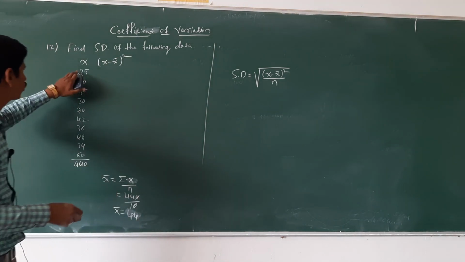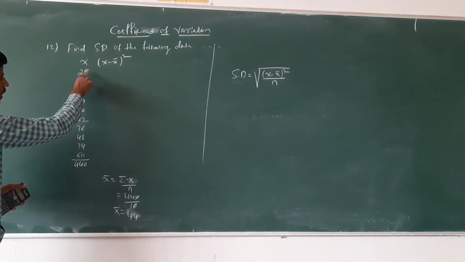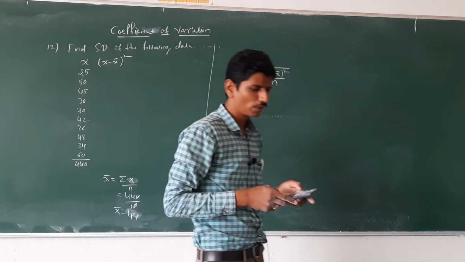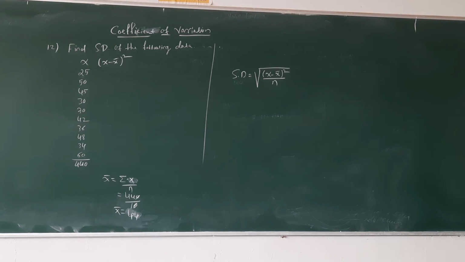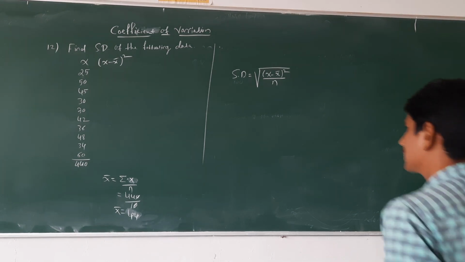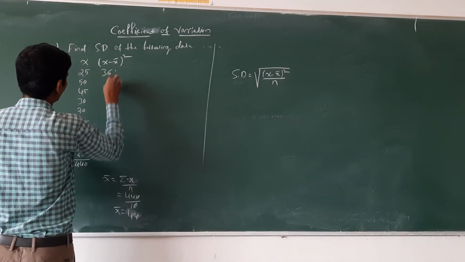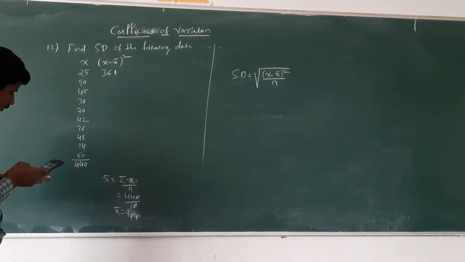Here x is 25, 50 and so on up to 60. X bar value is 44. 25 minus 44 squared. 25 minus 44 is minus 19. Minus 19 square is 361. The next, 50 minus 44 is 6.